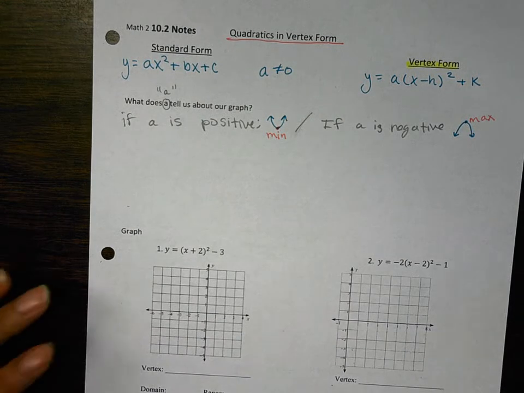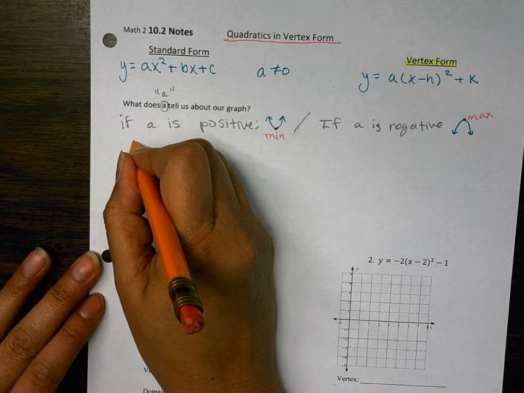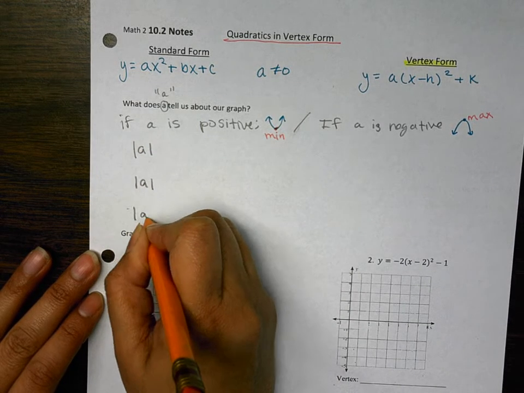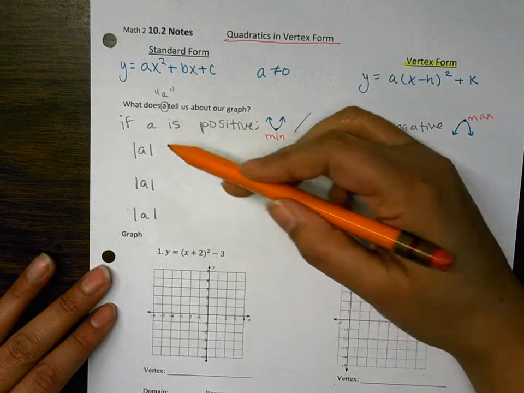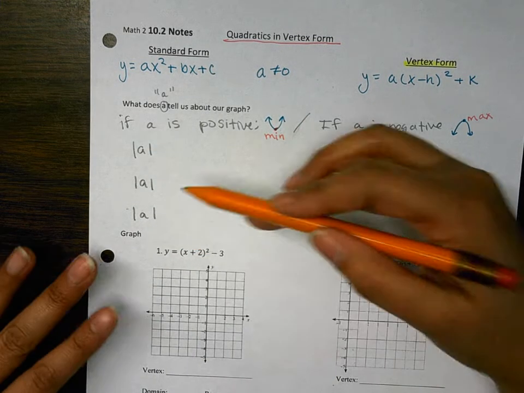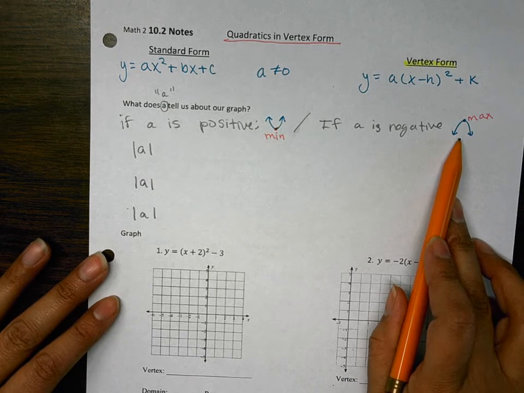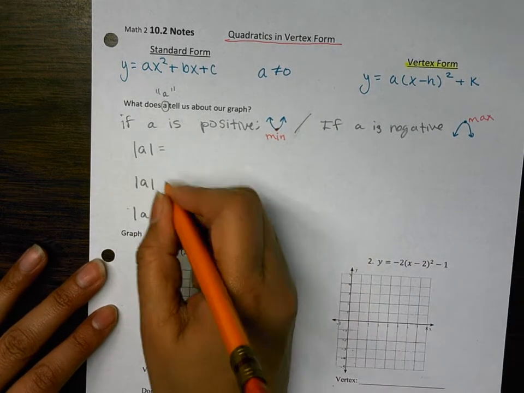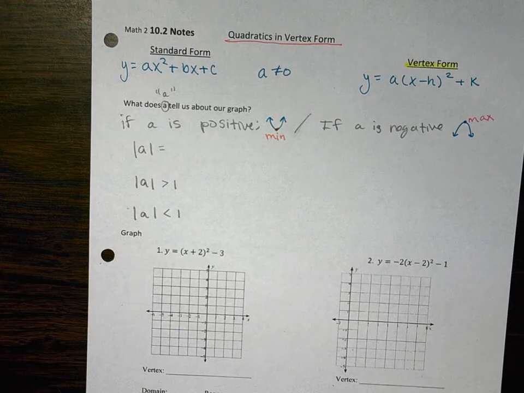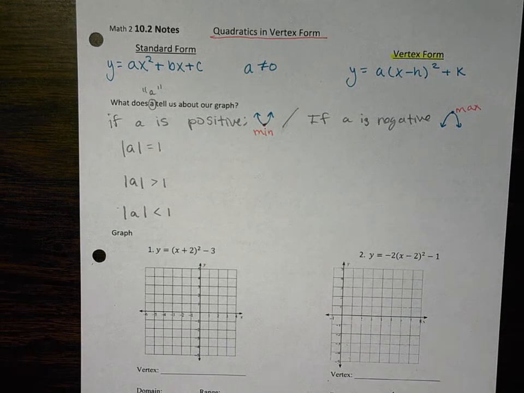The next piece is also review, but now we're going to have it in our notes. We just did the other one during the worksheet. Absolute value of a. There are 3 possibilities. First off, why do I write it as absolute value? Because the only thing the negative tells me is that it's opening down. Other than that, I don't care about it. It's either going to equal 1, be greater than 1, or smaller than 1.